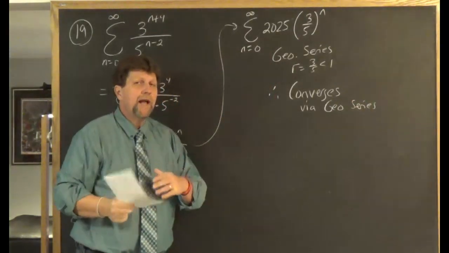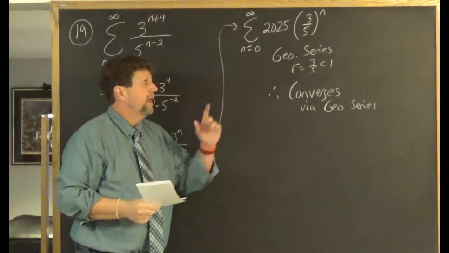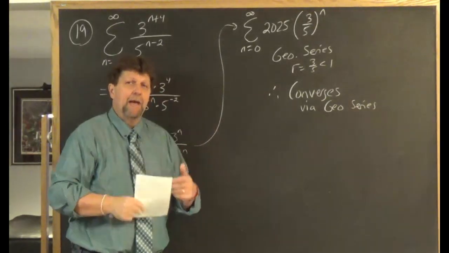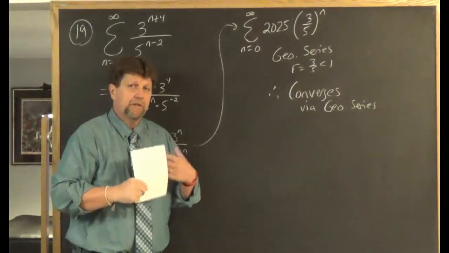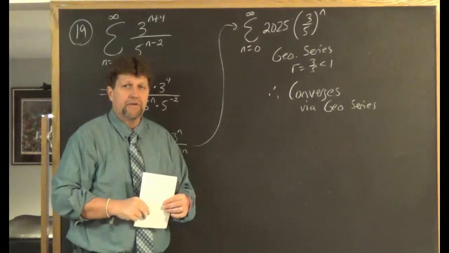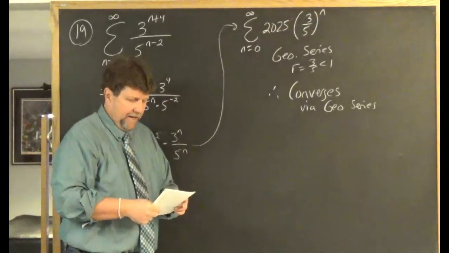And even though we weren't asked to classify, I could classify this as being absolutely convergent because the geometric series has built into it absolute convergence. But that was number 19.